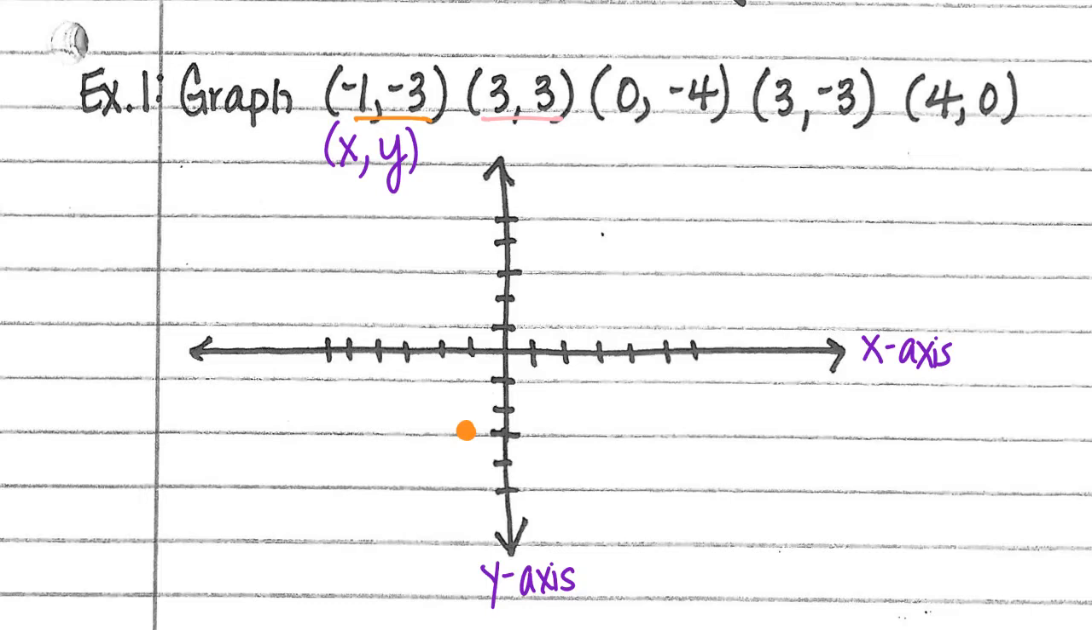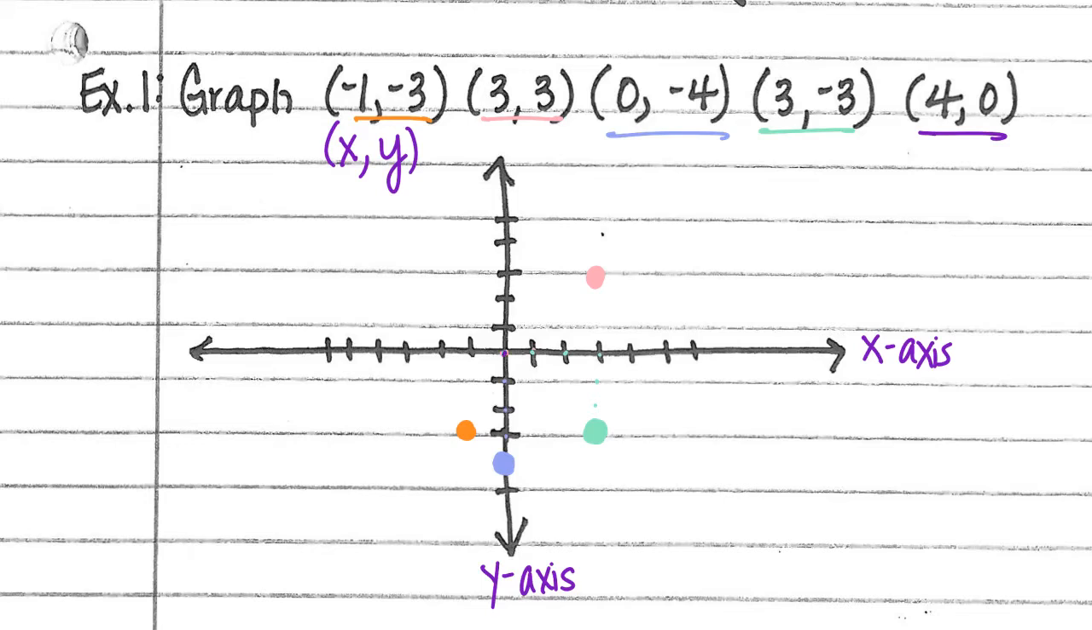If I had to go to 3, 3, I'm going to make very little dots. I would start at the origin, and I would go to the right 3 and up 3, and that is where the dot would go. So that is at 3, 3. 0, -4, we're going to start at 0. We're going to go down 4. 3, -3, again, start at the origin. Go to the right 3, down 3. And the last one is at 4, 0.